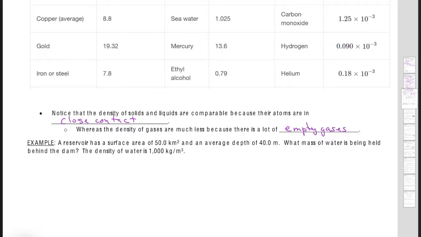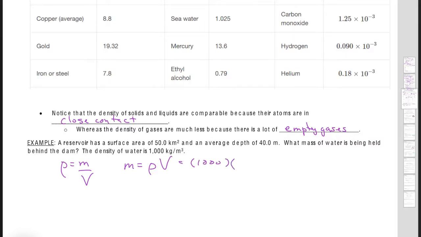All right, so here's just an example problem. It says a reservoir has a surface area of 50 square kilometers and an average depth of 40 meters. What mass of water is being held behind the dam, where the density of water is 1,000 kilograms per cubic meter? Okay, so we're just going to use density as mass over volume. And we're going to say that mass is density times volume, and so it's going to be 1,000, which is our density.